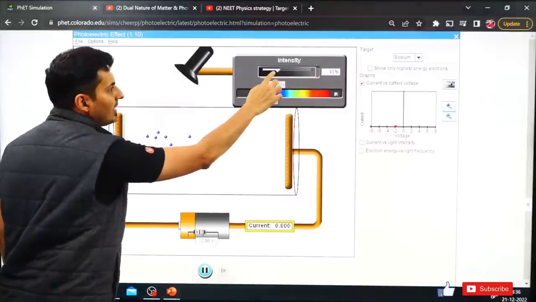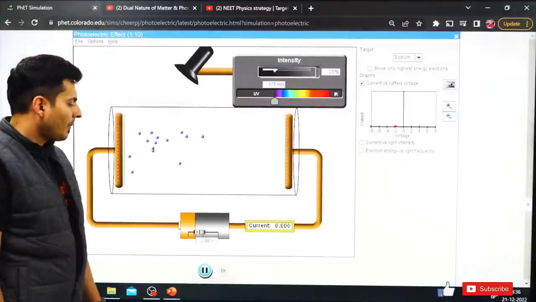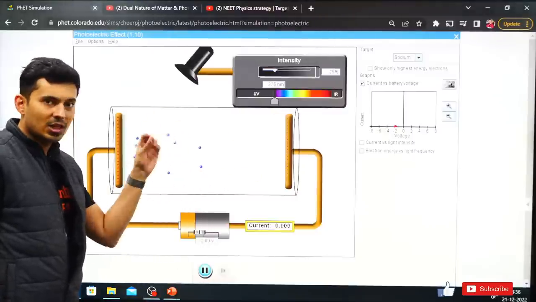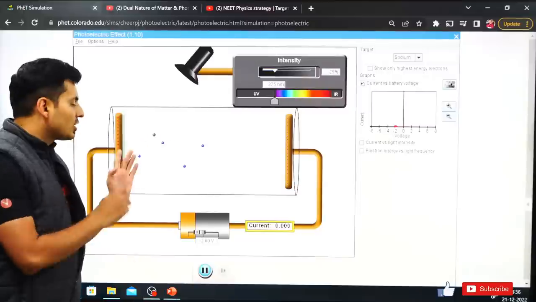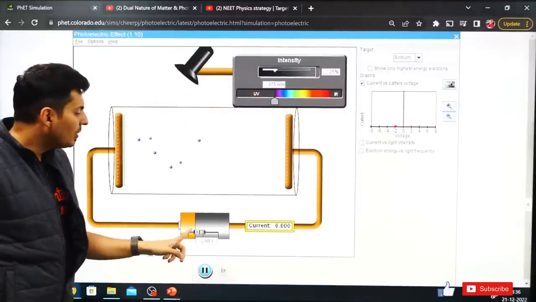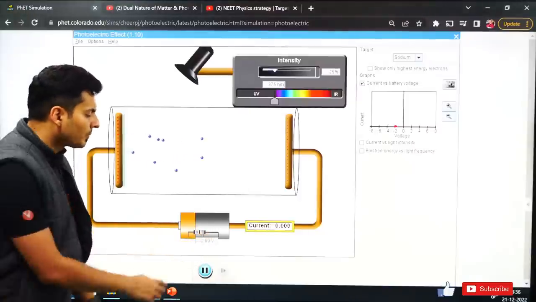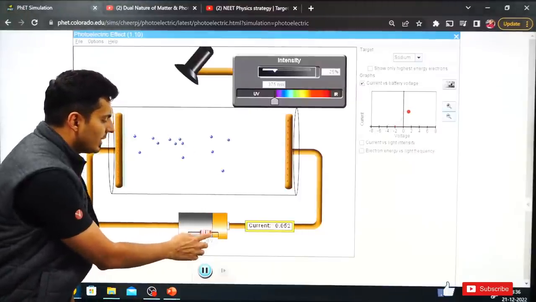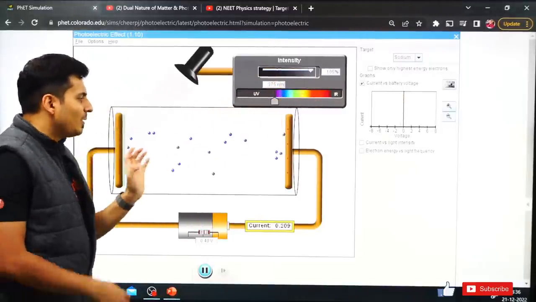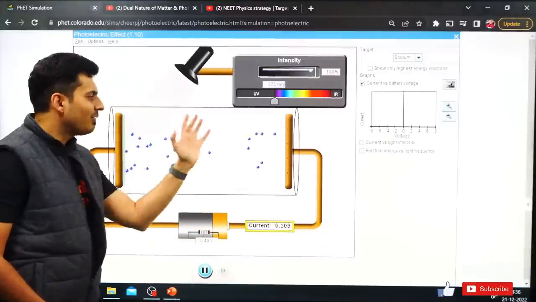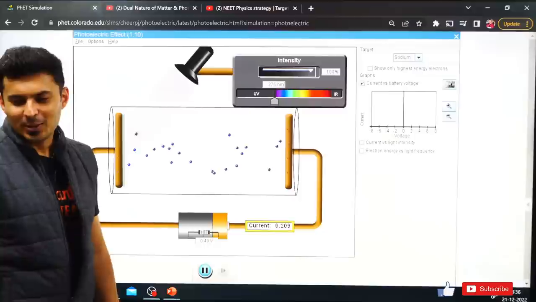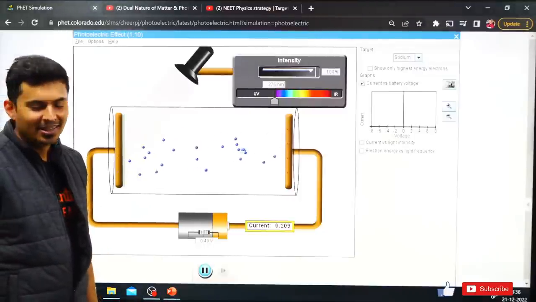So even if the intensity is less, it doesn't really matter. Stopping voltage depends on the nature of the material and the frequency and other things, but not on the intensity. Then you will be like, sir, what does intensity actually do? Fine. Let's say I make it forward voltage. If I make the light more intense, it's just that more current will flow. That's all. See, if I increase the intensity, more current will flow over here.